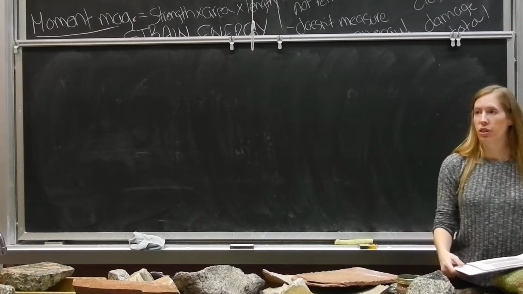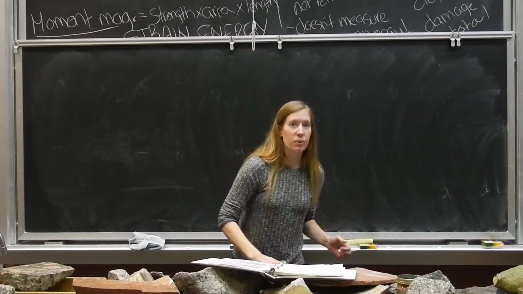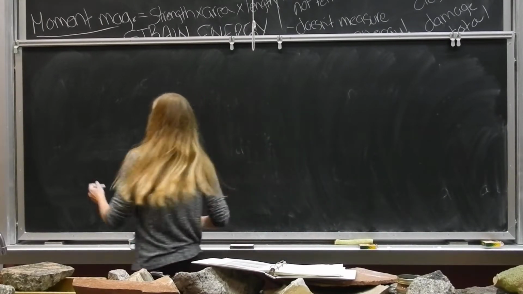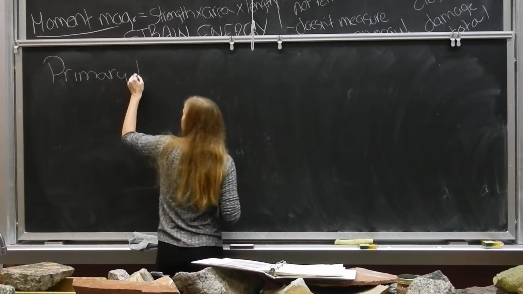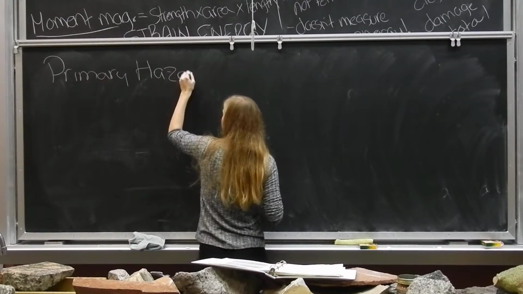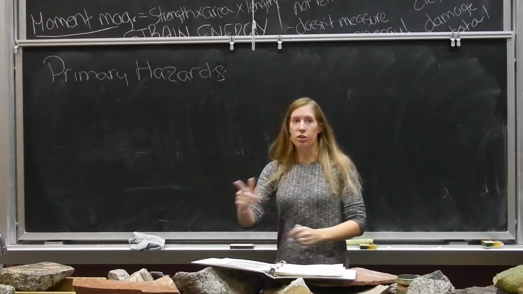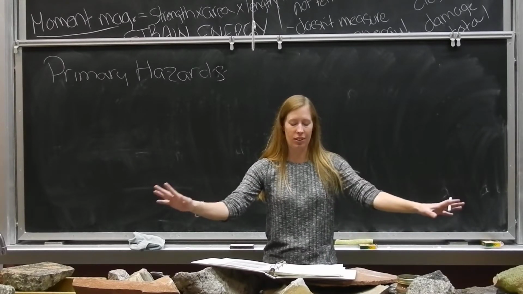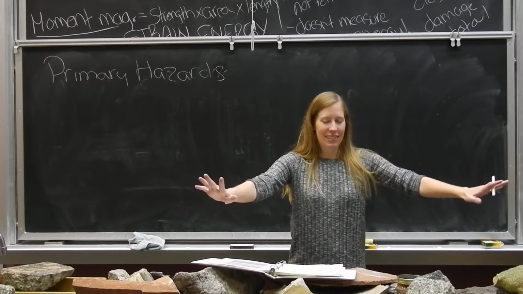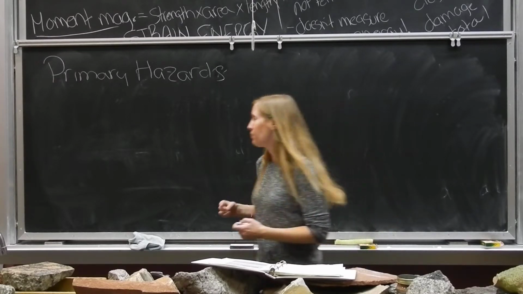Primary hazards for earthquakes. We're sitting here happy as a clam, and all of a sudden, boom, 7.5 goes off. What are we hitting? That should be an S. First of all, if a 7.5 earthquake hits, get under your desk and hold on. But in terms of primary hazards, three things happen.